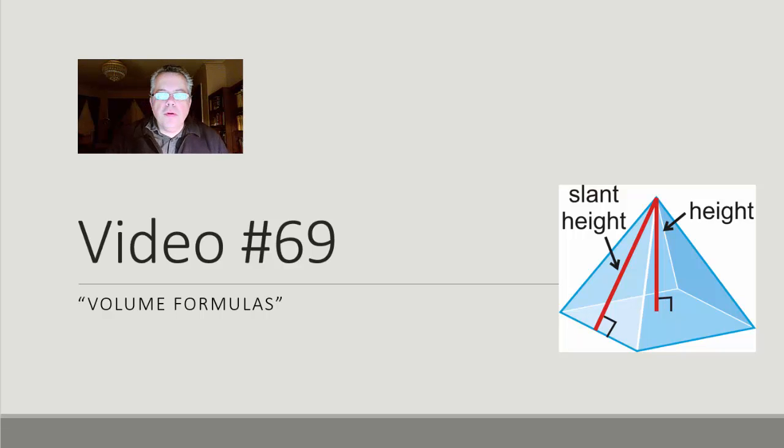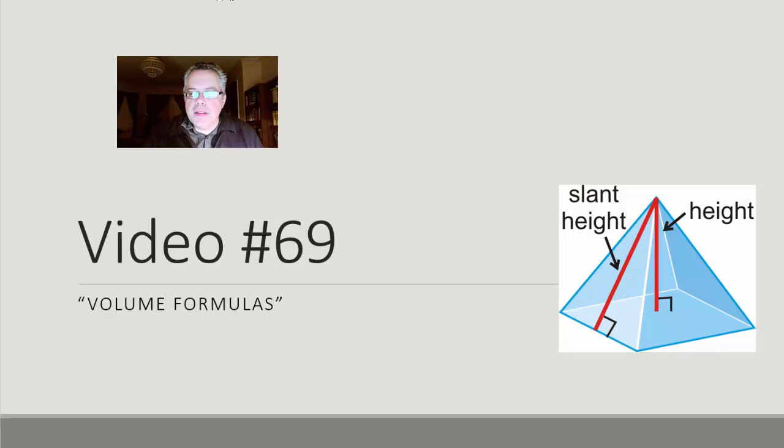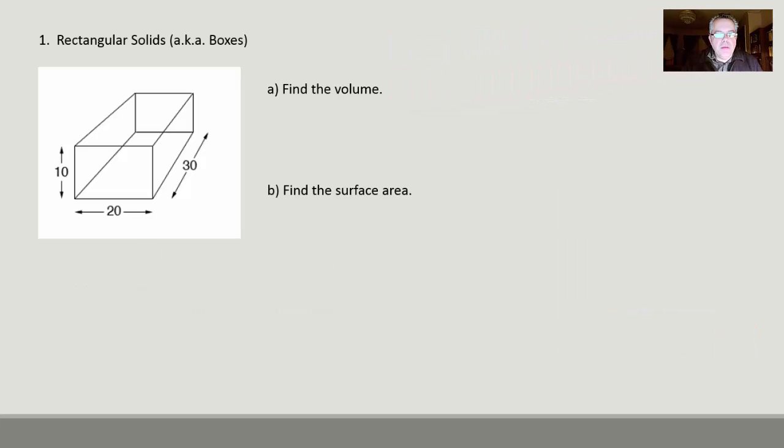In this video, we're going to review some of the volume formulas we've seen in class. There are three basic shapes we want to talk about: rectangular solids, pyramids, and cylinders. Here we go. A rectangular solid is just a box. It's called a rectangular solid because all the faces are rectangles.